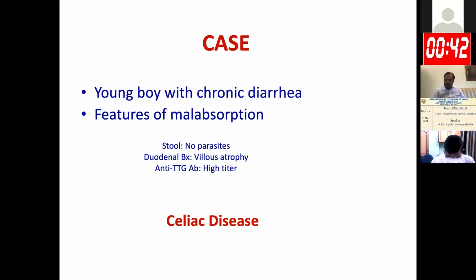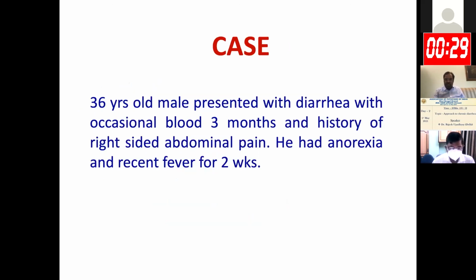Stool examination was done just to look for parasites, giardiasis, etc. TTG was high. Villus atrophy was present on duodenal biopsy. You don't require any further testing for such a patient, and this is clearly celiac disease.